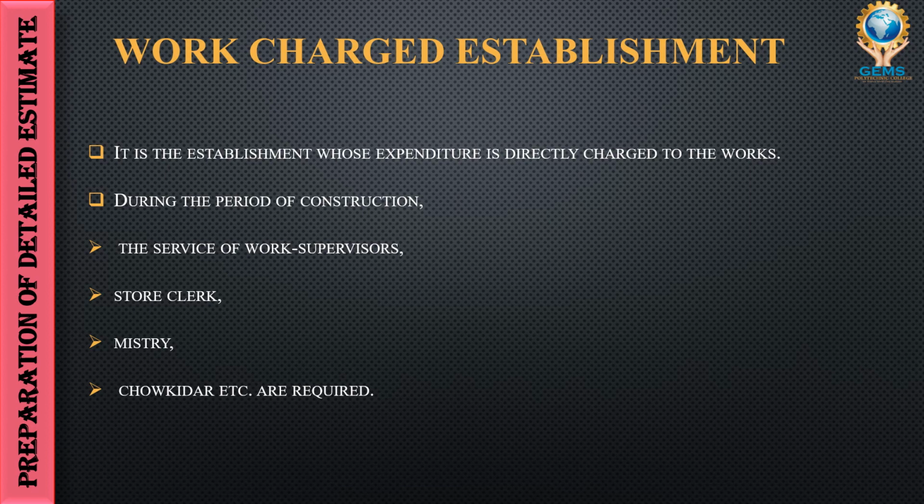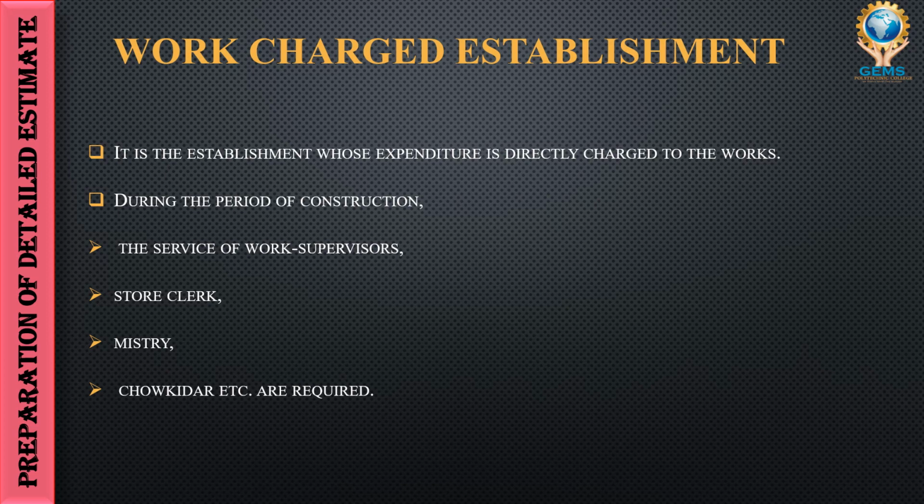During the period of construction, we will give money for the services of work supervisors. Supervisors won't come under any items of work. First one is supervisor, then store clerk, then mistry, then chowkidar. Chowkidar is like a watchman or gatekeeper. We need to give for them also, right? Mistry means it's like a carpenter. They are called mistry.